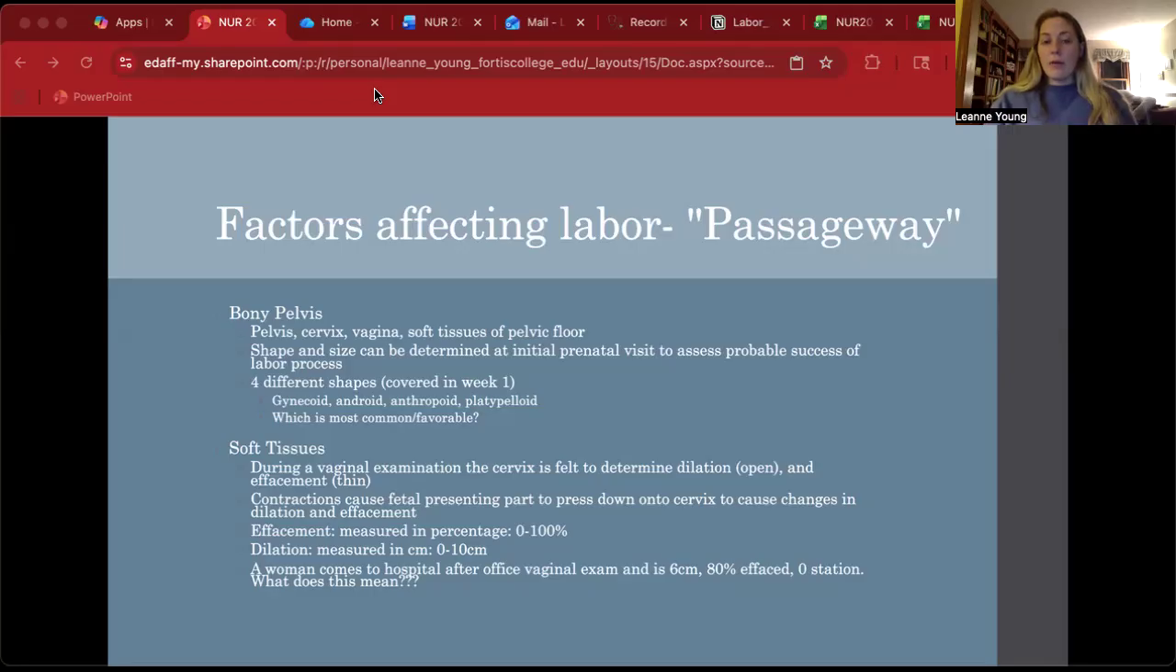Okay. We need to have 100% effacement and 10 centimeters of dilation for infants to deliver correctly and safely. And that baby's at zero station. So that head is already at the ischial spines. That head is well engaged and coming down. So this lady is going to have a baby pretty soon. So it's kind of good that she was at an office visit. So we're going to be having a baby and we need to prepare her for that.